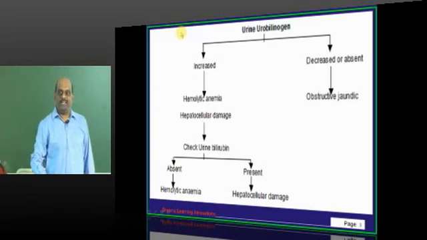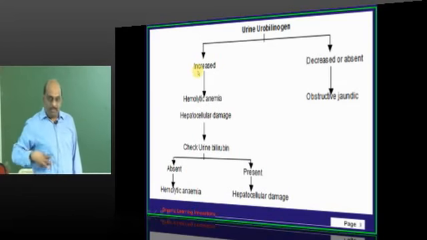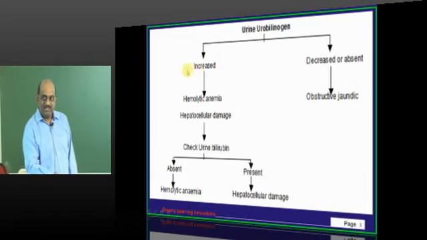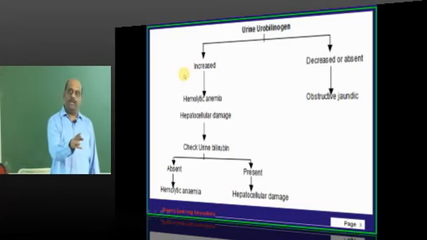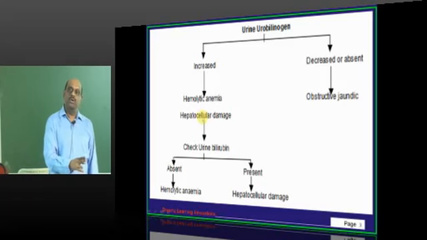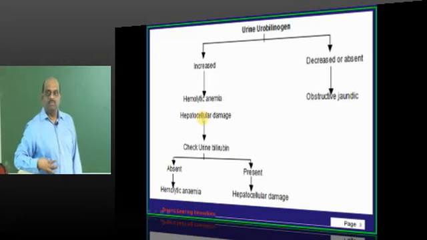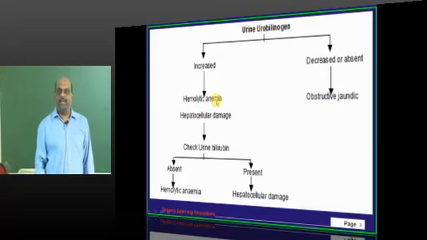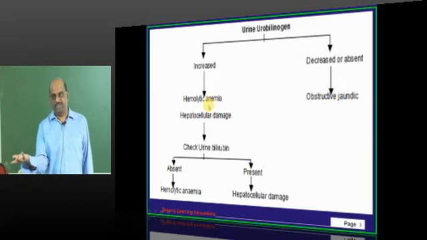Suppose it is obstructive jaundice, then the bilirubin cannot enter into the gut. So it can't convert into urobilinogen. Hence urinary urobilinogen will be negative. So a negative urinary urobilinogen means obstructive jaundice. A positive urinary urobilinogen means bilirubin, we don't know whether it is conjugated or unconjugated, but it is able to enter into the gut. That means it is not obstructive. Not obstructive means either it is hemolytic or it is hepatocellular jaundice.